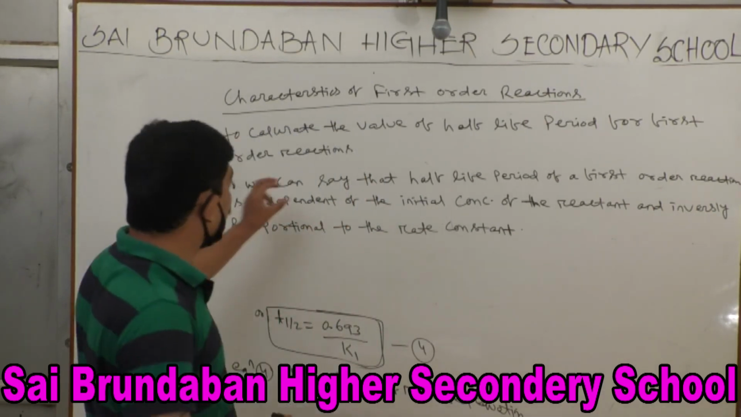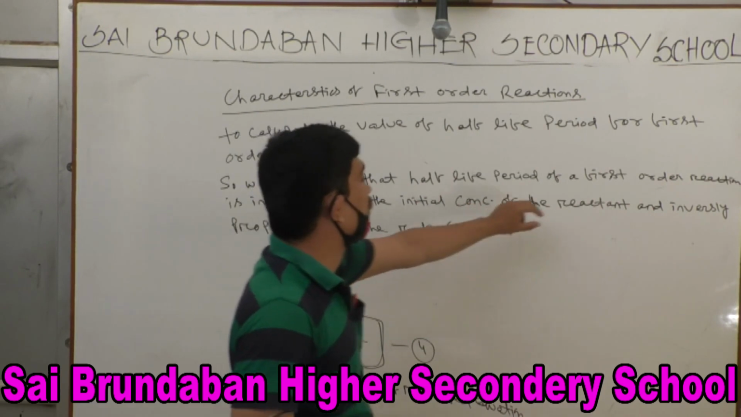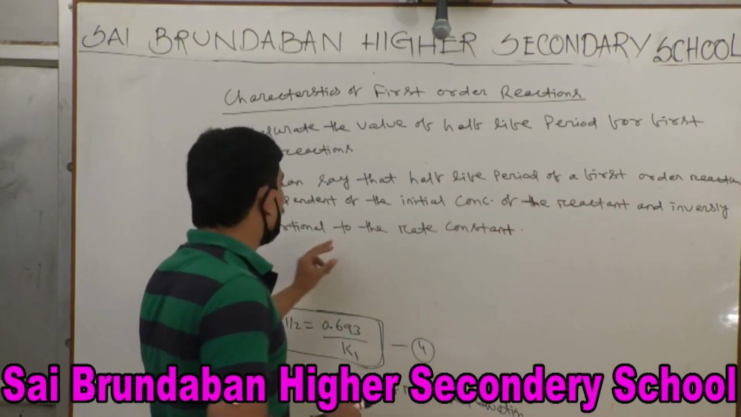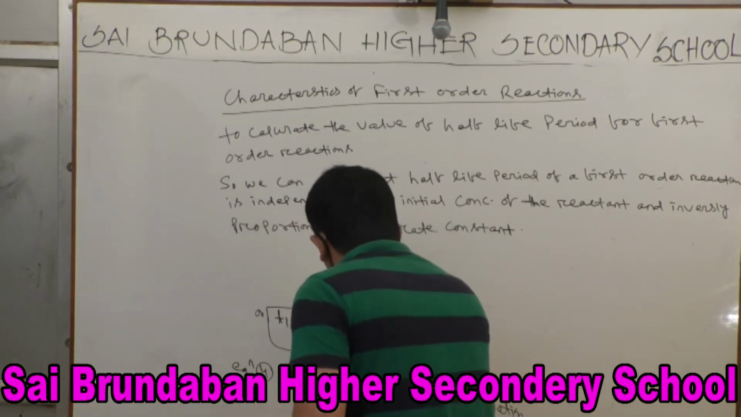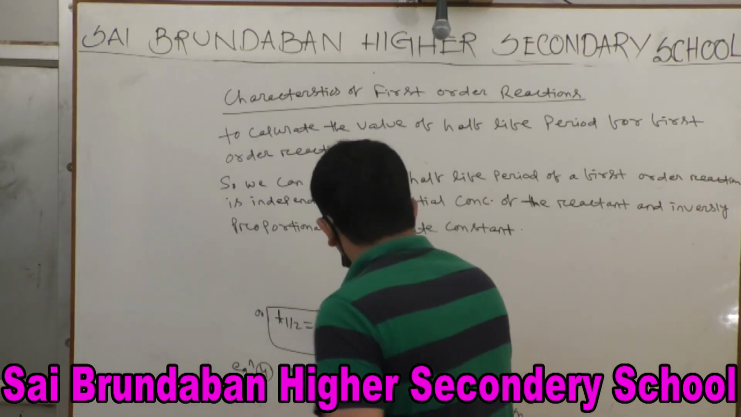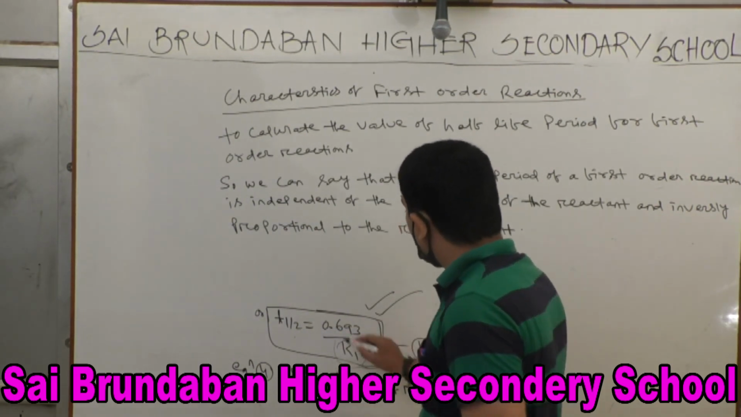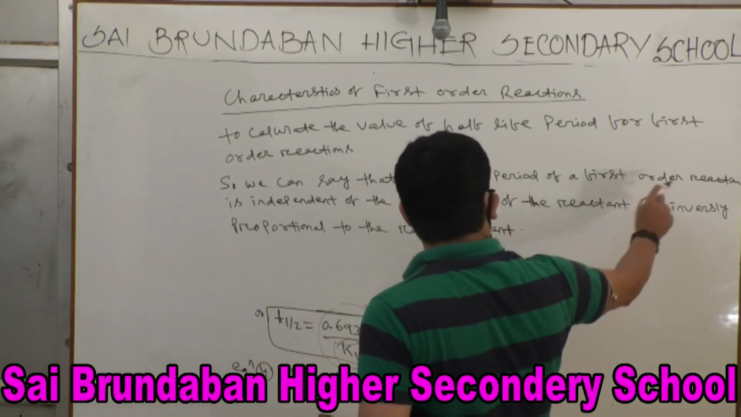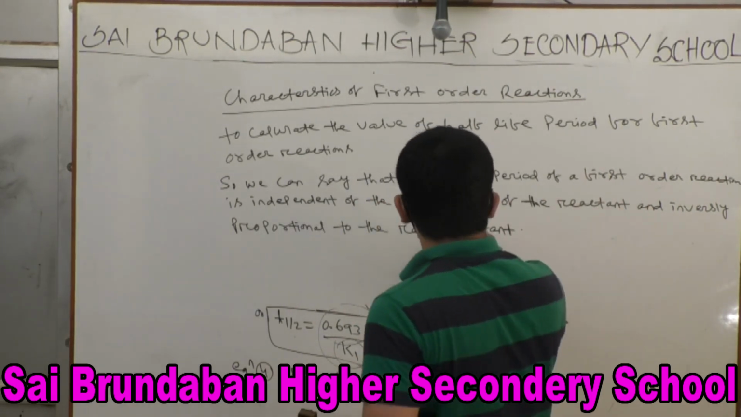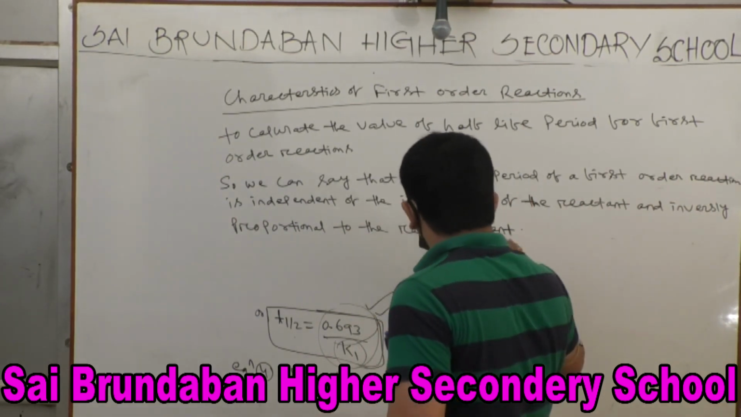So we can say that half-life period of a first order reaction is independent of the initial concentration of the reactant and inversely proportional to the rate constant. Is that clear? Because T half equals 0.693 by K1, half-life is inversely proportional to K1, but there is no concentration term in this equation.